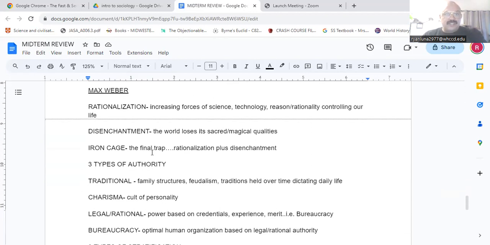Max Weber, rationalization, science increasing, science up, technology, reason, rationality controlling our life, disenchantment, magic down. The world loses its sacred and magical qualities. So that formula, science up, rationalization, disenchantment, magic down, equals iron cage. The final trap, rationalization plus disenchantment. The plight, the condition of the modern man, according to Max Weber.